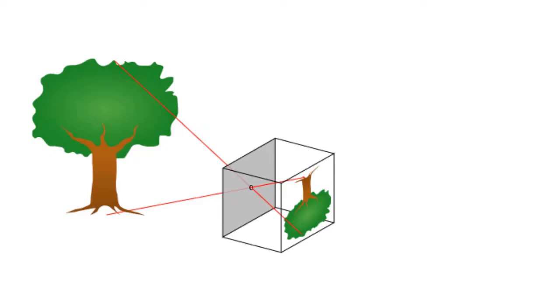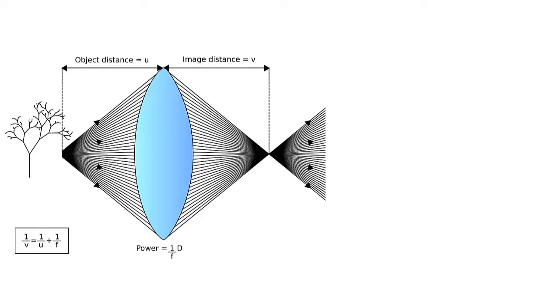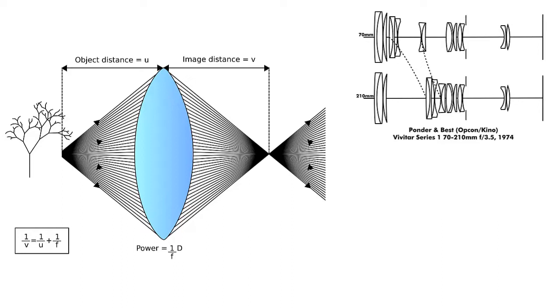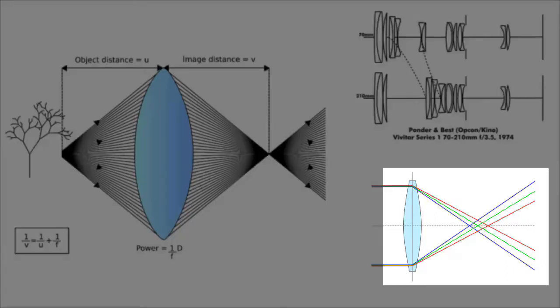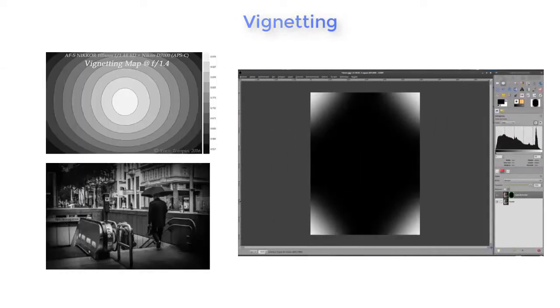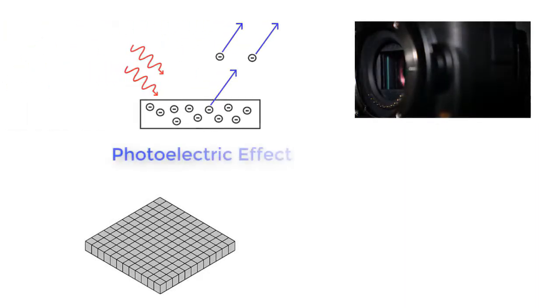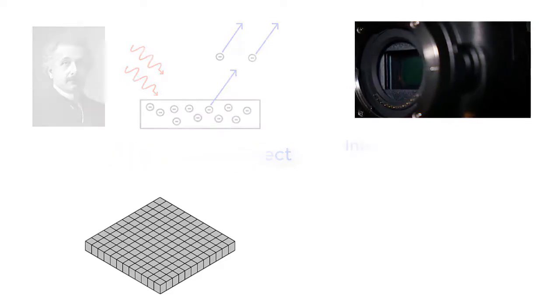Moving away from the simple pinhole camera model, digital cameras are equipped with sophisticated lens optics. Hence, it is important for us to take them into account in understanding digital images. Here is a visual that shows chromatic aberration caused by a lens, which needs to be accounted for. Vignetting is another effect caused by the lens optics, which needs to be compensated for. Light, after passing through the optics, hits the imaging sensor. The photoelectric effect is the principle behind digital imaging.